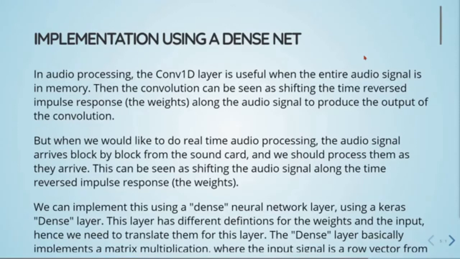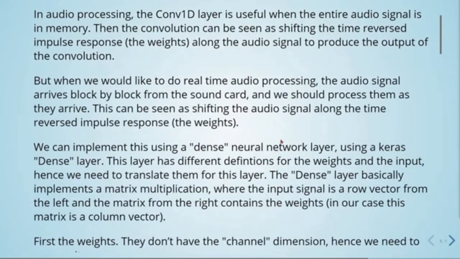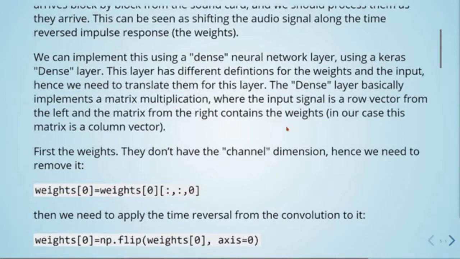We can implement this using a dense neural network layer, or fully connected layer, using a Keras Dense layer. This layer has different definitions for the weights and the input, hence we need to translate them for this layer. The dense layer basically implements a matrix multiplication, where the input signal is a row vector from the left, and the matrix from the right contains the weights. In our case, this matrix is a column vector.